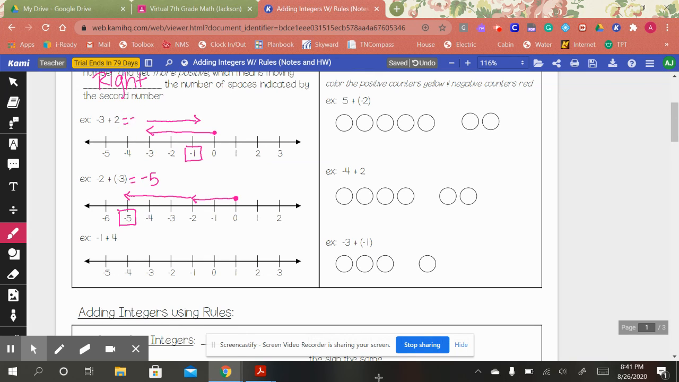And you can go ahead and write those answers up there. And remember, as always, if you need to pause the video so that you can catch up on your own paper, feel free to do that.